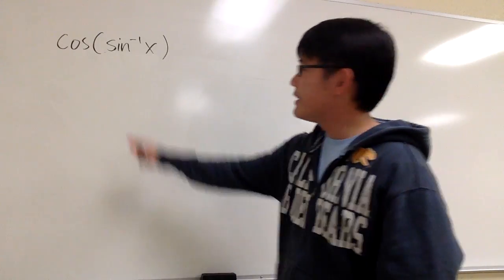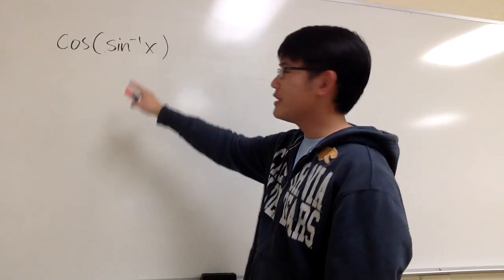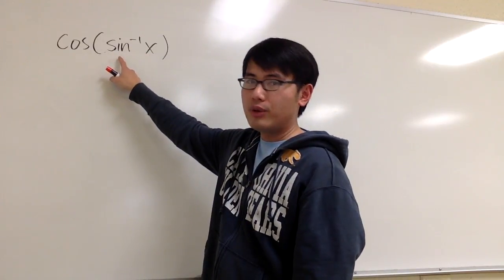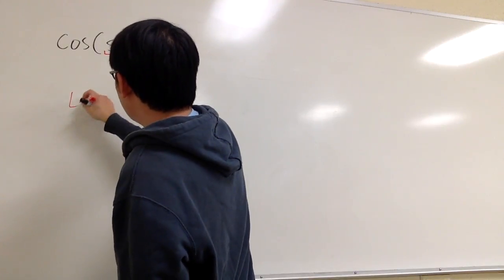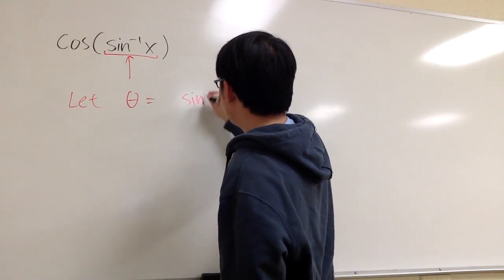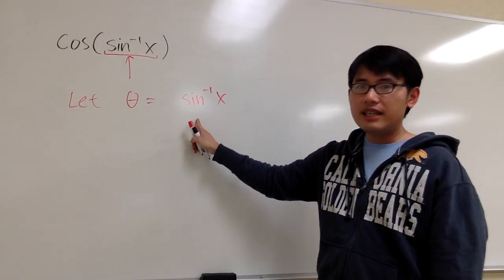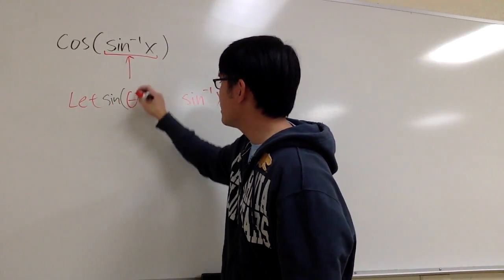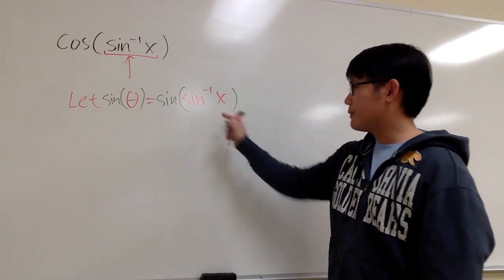Let's see how we can write cosine of an inverse sine x as an algebraic expression. And the key right here is that for all the inverse trig functions, they all represent an angle. So right here, for inverse sine x, I can begin by saying that theta equals the inverse sine x that we're dealing with. And once I have this equation, I can apply the original sine on both sides. So I can do the sine right here, and I can also apply the original sine over there.